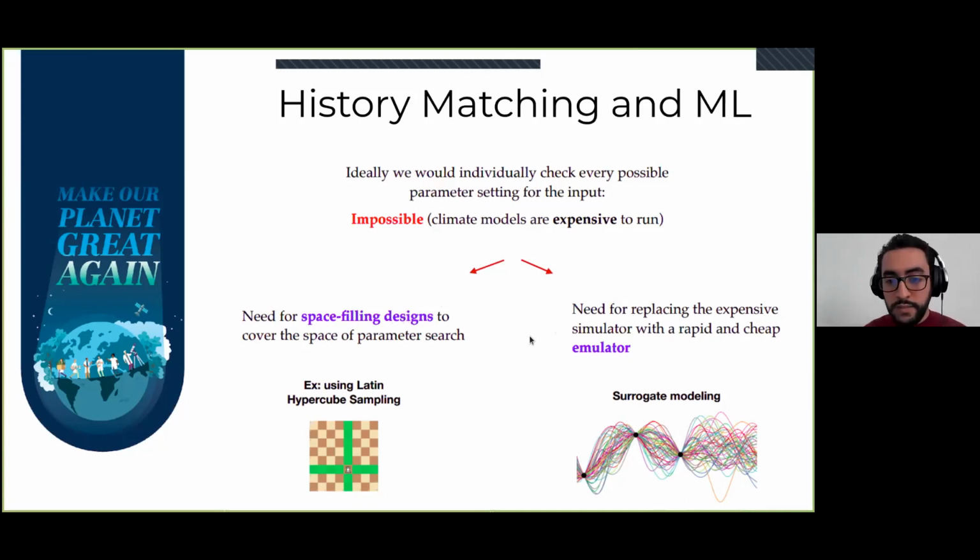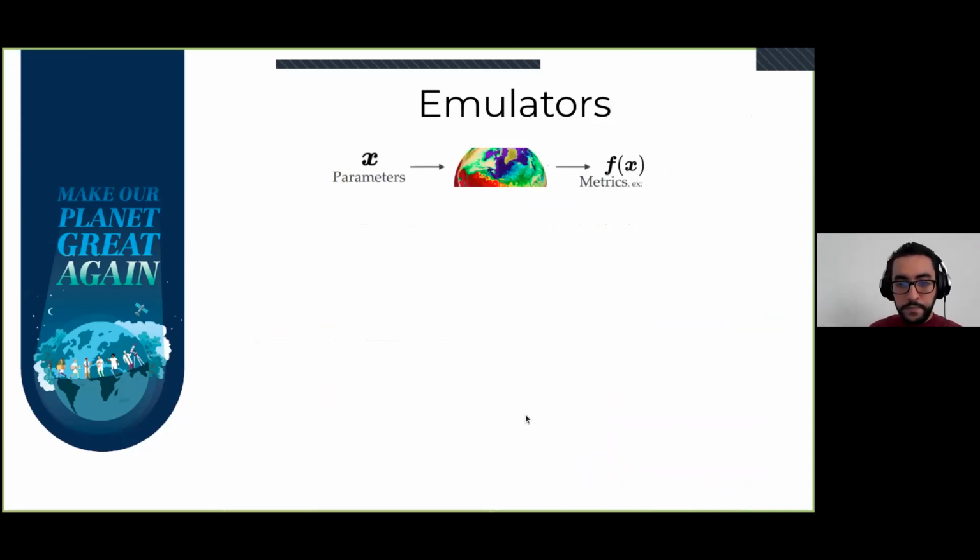Then what you also need is to replace the expensive simulator, right? You need to replace the expensive climate model. You cannot run the climate model each time. So this is why you need to use what we call emulators, which are rapid and cheap and based on machine learning. For people coming from the machine learning community, you know this field. It's called surrogate modeling, okay?